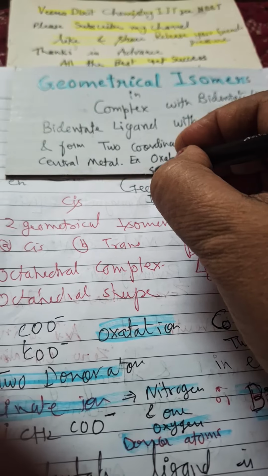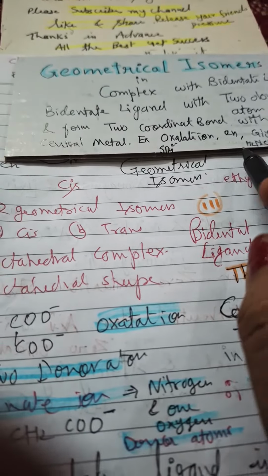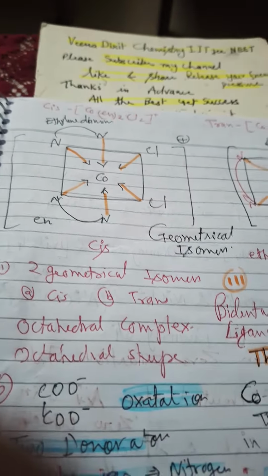SO4 2 negative, the sulfate ion, is also a bidentate ligand. Okay, the sulfate ion is also a bidentate ligand. Here I have given you 4 examples of it. Now we will discuss one example.